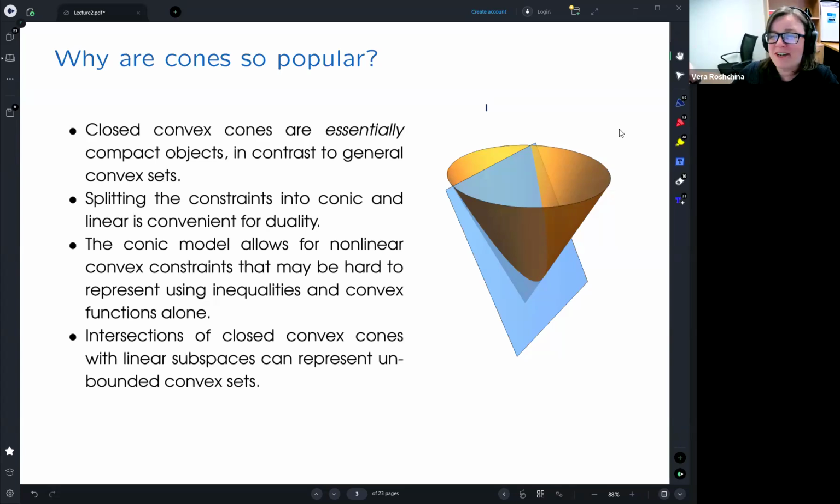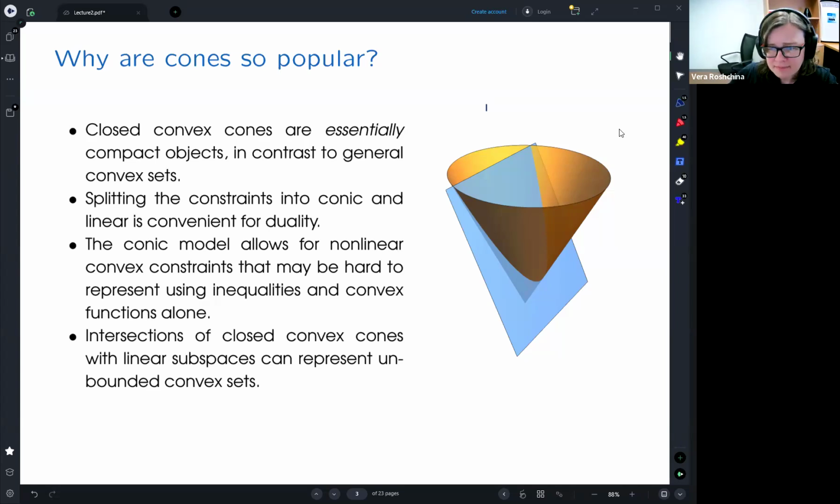So it's a very basic example of a conic section. I have a second order cone, or circular cone, and I slice it with a linear subspace or an affine subspace, and then I obtain a convex region that is closed and bounded and can have complicated geometry. But I can study it through a convex cone. I will talk about duality in a moment. Splitting constraints into conic and linear is very convenient for duality.